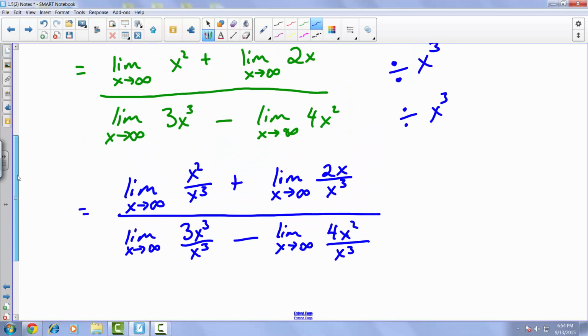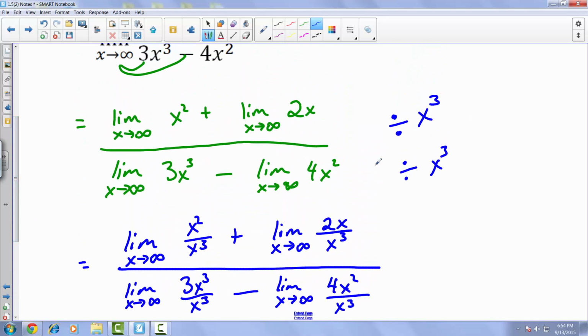And again, the reason why we can do that is because this is really a fancy form of 1 right here. We're dividing the top by x cubed, we're also dividing the bottom by x cubed. That's the exact same thing as saying we're going to multiply the top by 1 over x cubed and the bottom by 1 over x cubed. So as you can see, this is just a really fancy way of saying 1. Alright, so that's why we can do this.